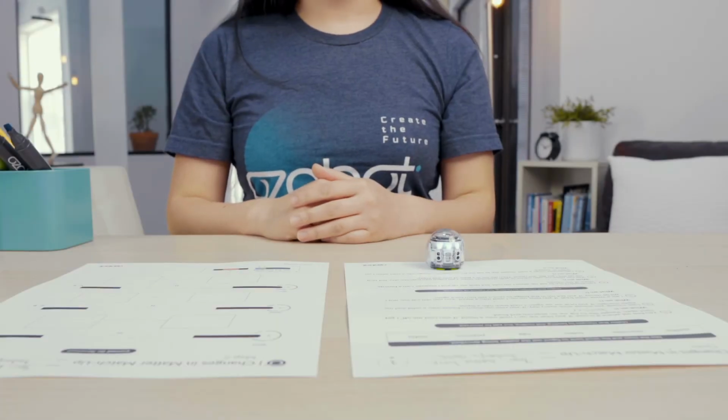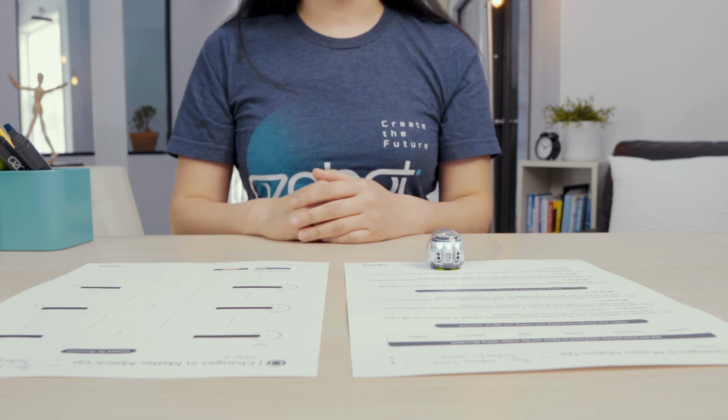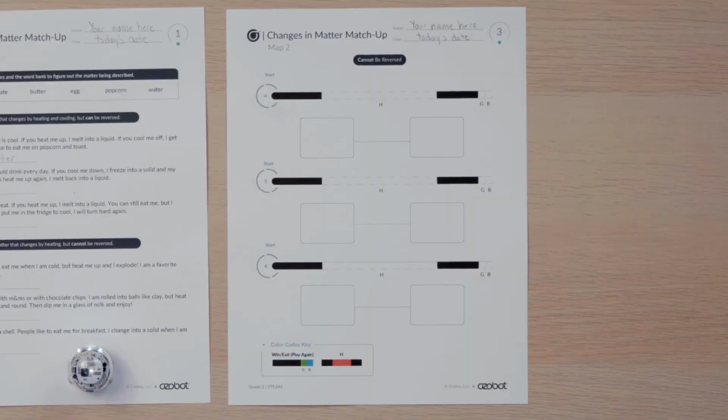Now you will need map 2. This map will show the examples of matter from the activity sheet that cannot be reversed. There are 3 paths numbered 4 through 6 on start. Below each path are 2 empty boxes and a line. You will use the boxes to draw 2 pictures to show the matter that was described. You will write the name of the matter on the line.